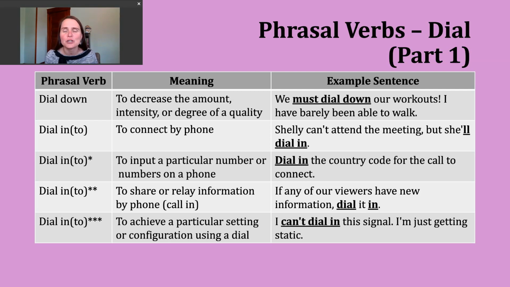some quality or characteristic. An example of this might be, we must dial down our workouts. I have barely been able to walk, right? So here we must dial down. This is a modal, must. I'm expressing necessity, right? So, what I'm suggesting with this sentence is we need to decrease the intensity of our workouts. Maybe we shouldn't be lifting as heavy weights or doing as many repeated actions because, right? I'm in physical pain. I can hardly walk.